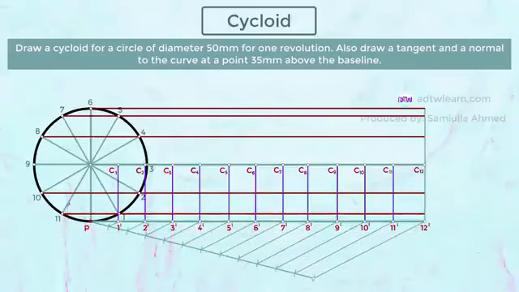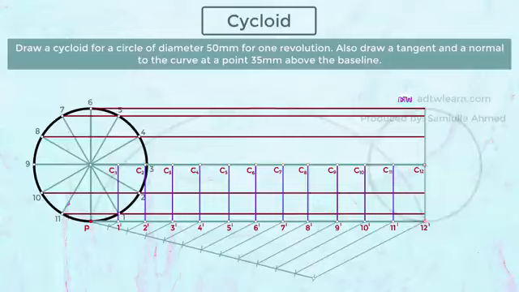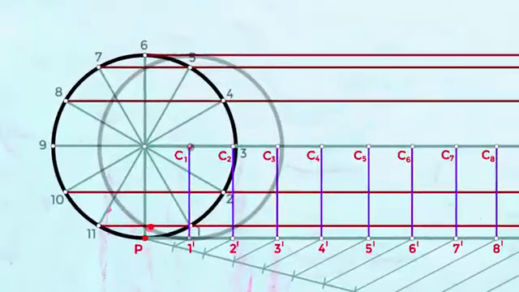Our main aim here is to mark the path traced by this point when the circle is rolling. Therefore, we need to mark the P point. As the circle rolls, this P point comes here. Mark this point. We can see that the distance between the center of the circle and point P is constant. That is, the radius of the circle.